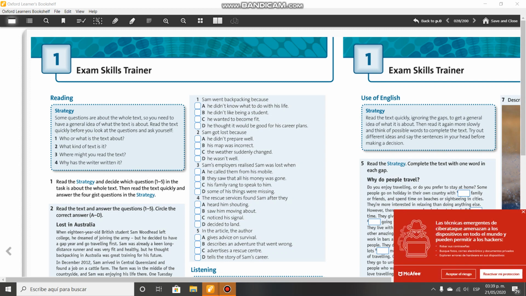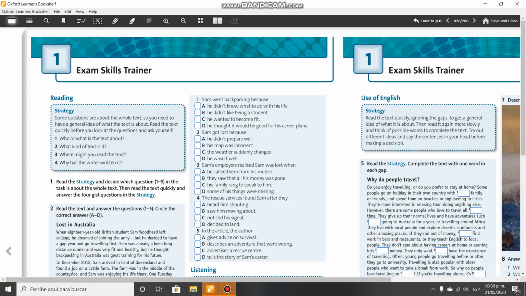And we have a reading strategy. So let's read it together. It says, some questions are about the whole text. So you need to have a general idea of what the text is about. Read the text quickly before you look at the questions and ask yourself, who or what is the text about? What kind of text is it? Where might you read the text? And why has the reader written it?